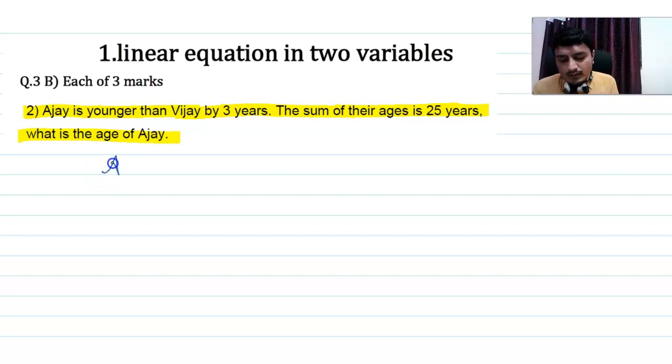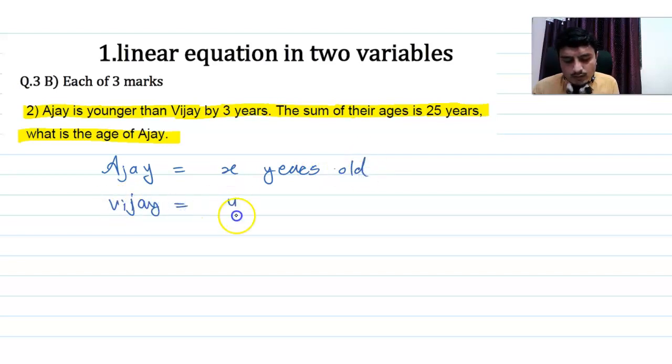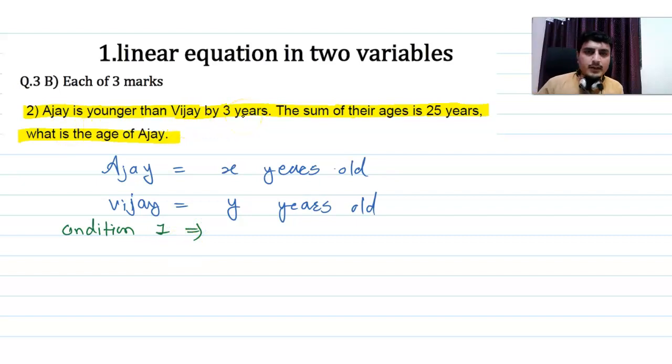So we assume Ajay is x years old and Vijay is y years old. So now, as per the first condition, I am writing by condition first, we have Ajay is younger than Vijay by 3 years.